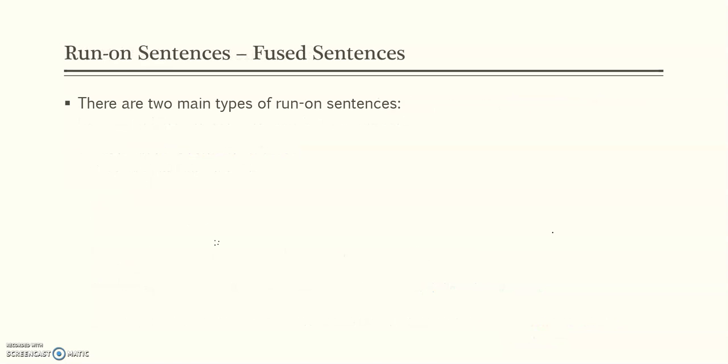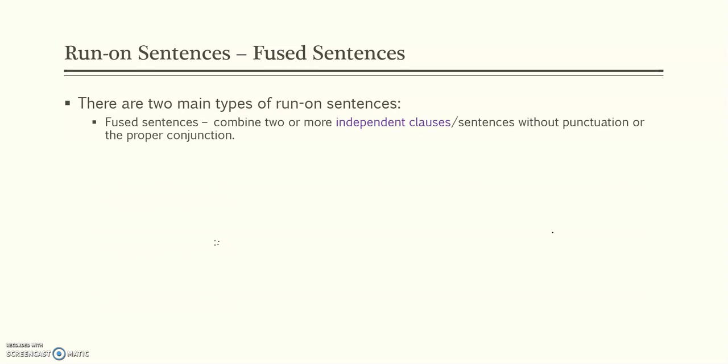There are two main types of run-on sentences. The first is called a fused sentence, which combines two or more independent clauses or sentences without punctuation or the proper conjunction. The second type of run-on sentence is called a comma splice, and this splits two or more independent clauses with just a comma.